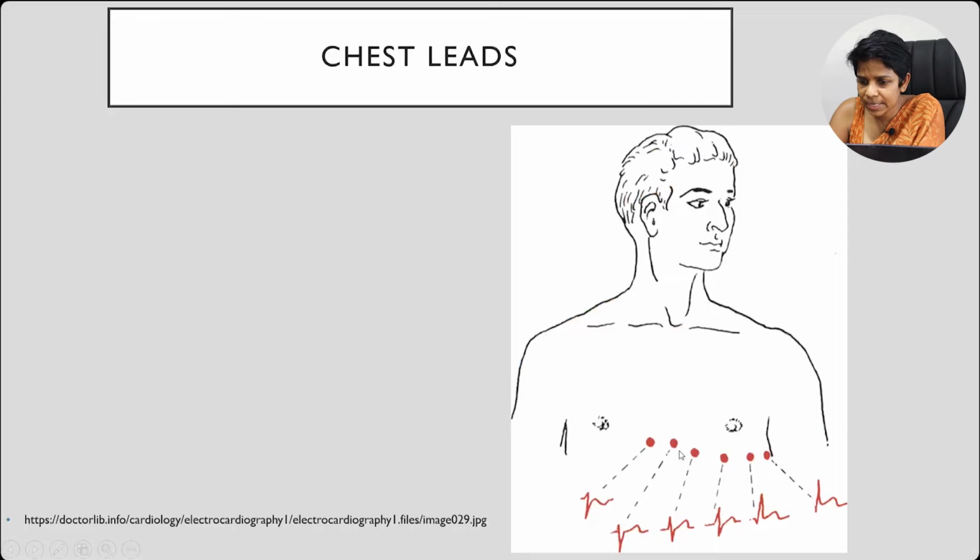So this is just to highlight that, as I told you, from V1 to V6, electrodes are attached along the horizontal plane of the heart, and due to the electrical activity of the heart, the wave patterns are different from V1 to V6.